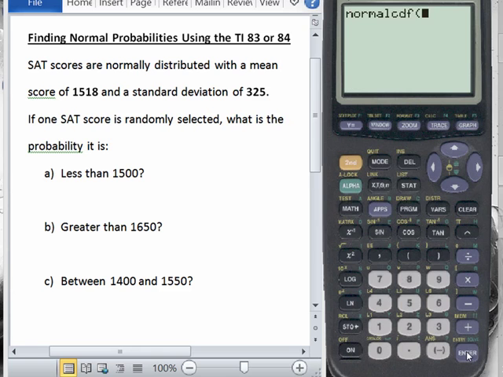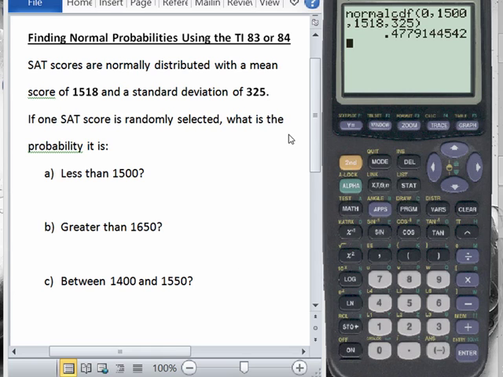And we enter. And what we're going to put in here is a lower and upper limit for what we want. We want less than 1500, so we have to put a low number. We're not given a low number, so I'm going to put 0 because that's way less than 1500. And then comma, so you always put comma, and then I'll put 1500. So that's my lower and upper limit. Then I put comma, and then you put the mean and the standard deviation. Well, the mean is 1518, and the standard deviation is 325. Then we close it, and then we hit enter.